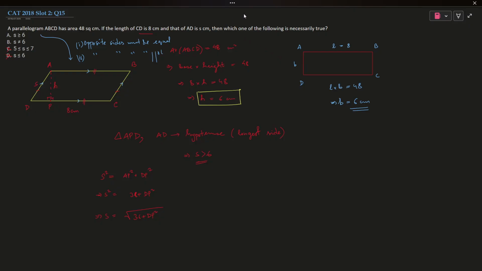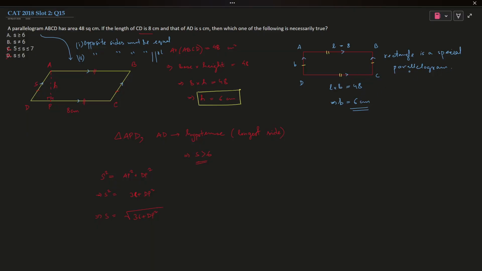Now look at a rectangle. Opposite sides are equal. These two sides are equal, this side and this side are equal. Opposite sides are parallel. Yes, parallel. So a rectangle is a special parallelogram.